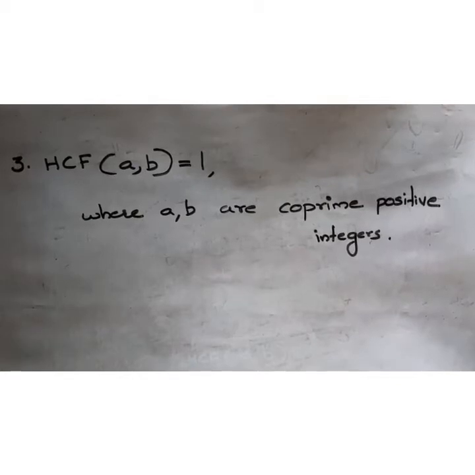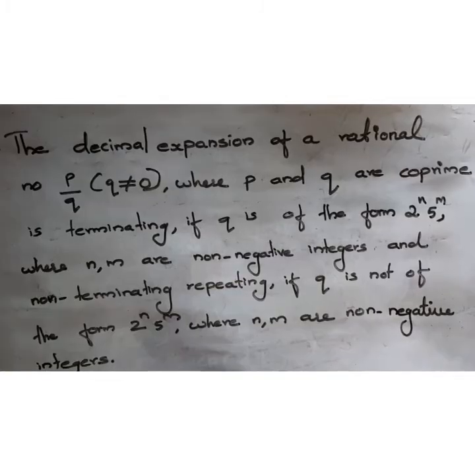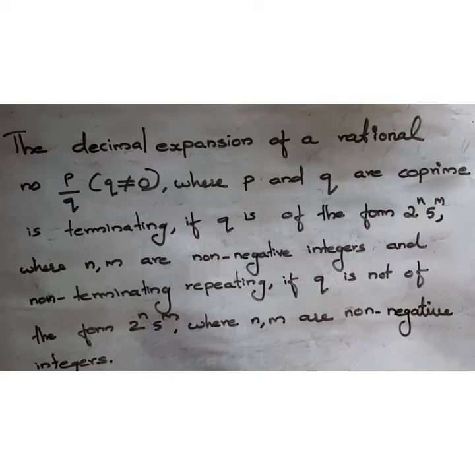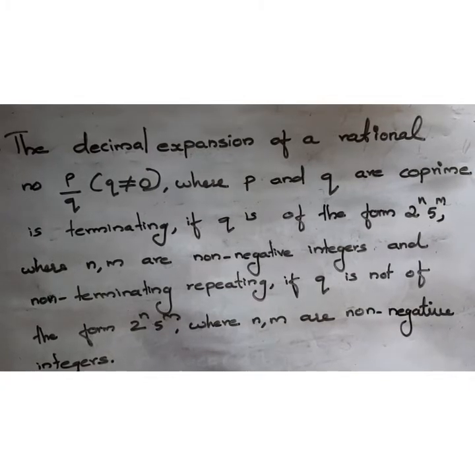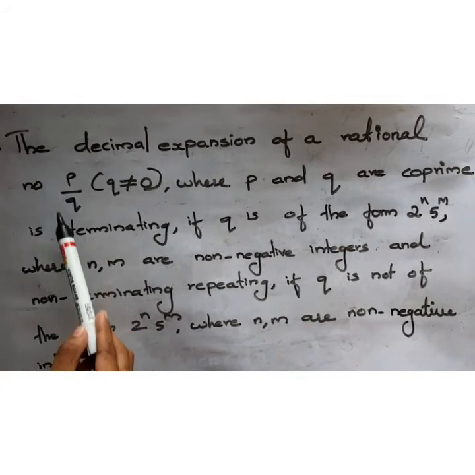And the third formula is HCF of A, B will be equal to 1, where A, B are coprime positive integers. That is, when the given two numbers A and B are coprime positive integers, their HCF will be equal to 1. Okay? The next important point you have to study is the decimal expansion of a rational number p by q.